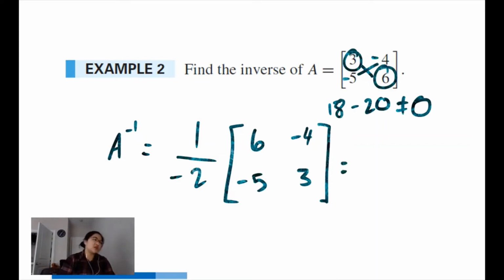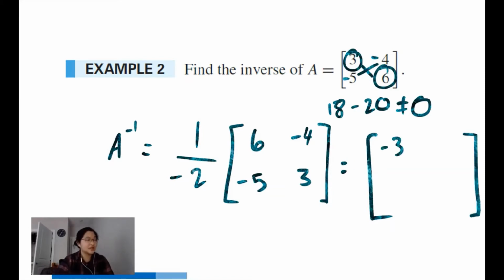Then we can just scalar multiply to simplify this a little more, so we end up with -3, 2, 5 halves, and -3 halves.